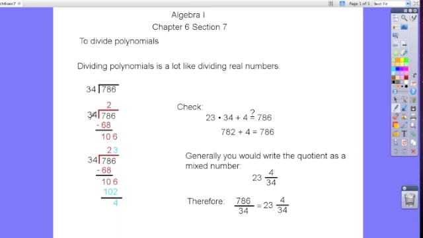And the way we do that, what we do is we look at the 3. We say, how many times will 3 go into 7? And we say it's 2 times. 2 times 34 is 68, and then we subtract. And we get 10. We bring down the 6.